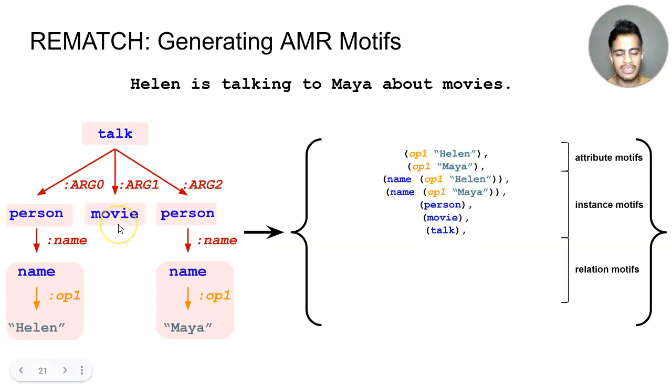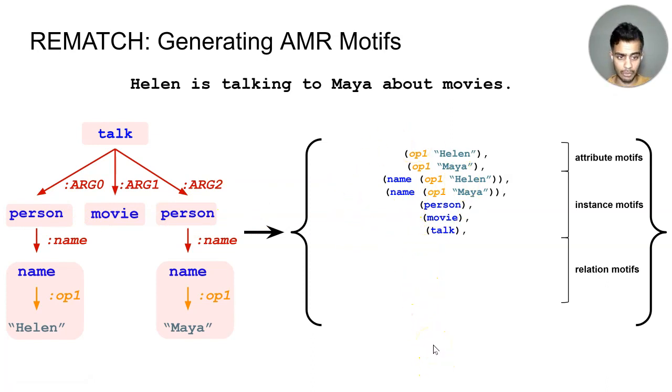In the case of instances that do not have any attributes linked to them, it's simply the instance label itself. As you might notice, there are two person instances on the left-hand side, but there's only one instance motif. Since this is a set of motifs, there are no duplicates.